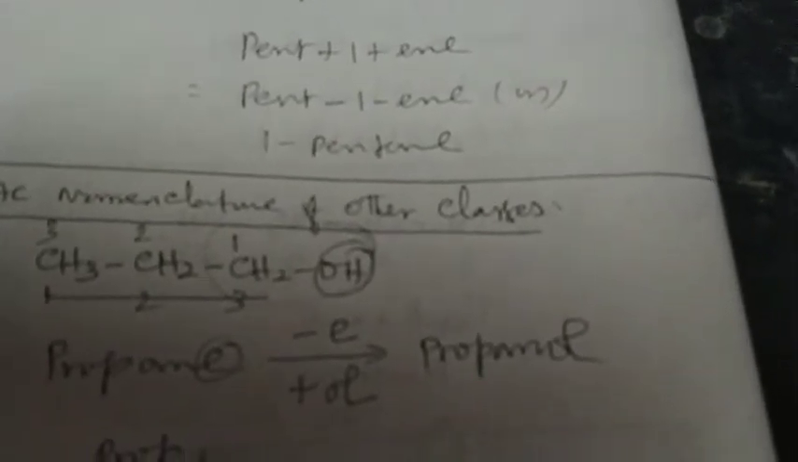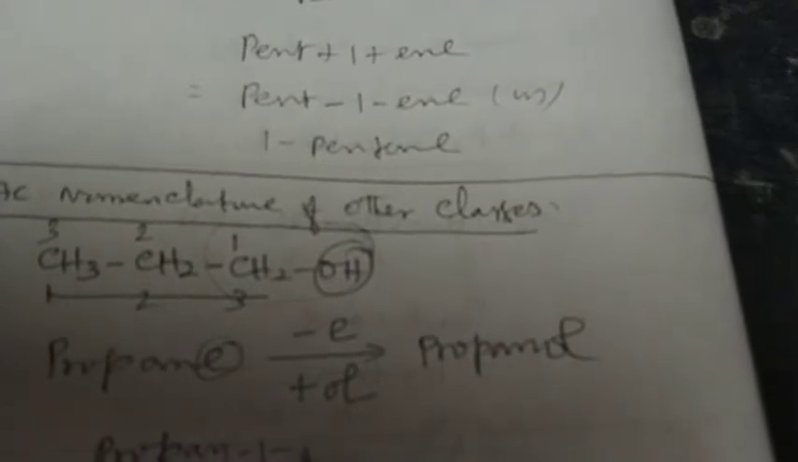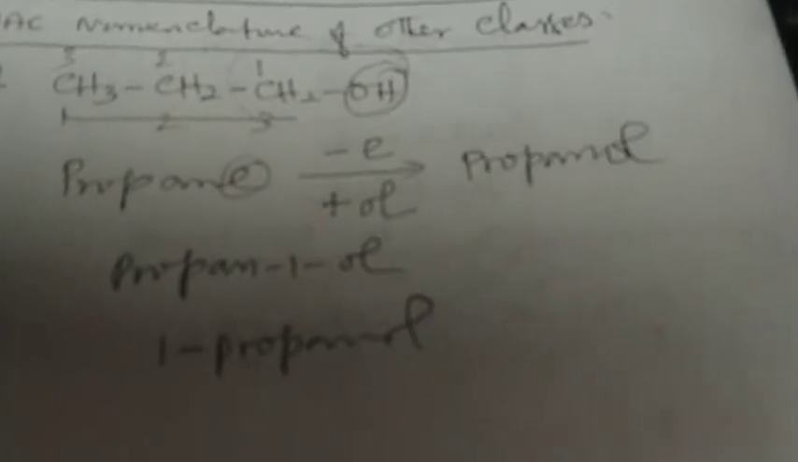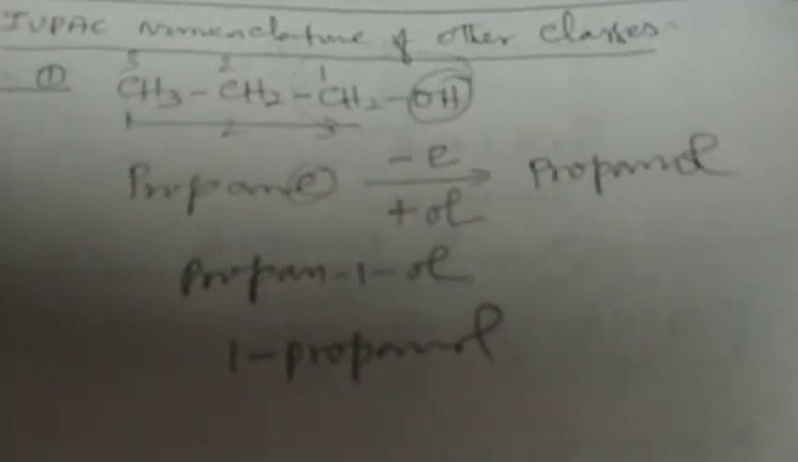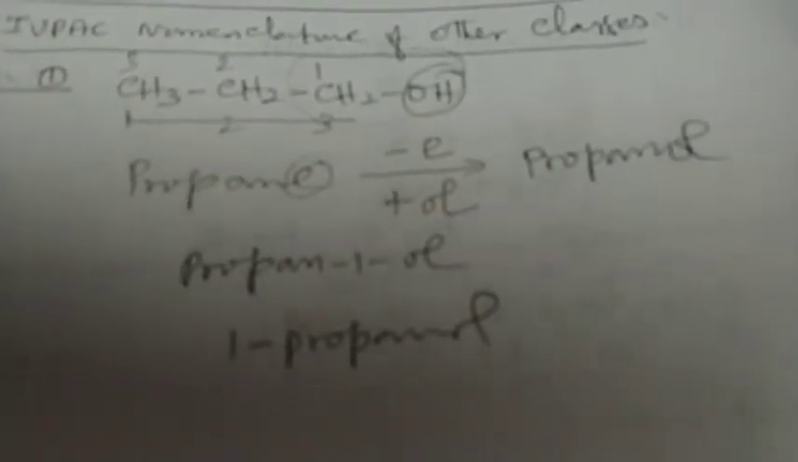Propanol, or also we can write 1-propanol. That 1 refers to the location of the functional group. Propanol is the basic name. By numbering the carbon atoms based on the presence of the hydroxyl group, we give propanol or 1-propanol.